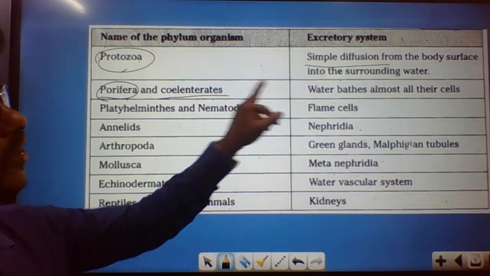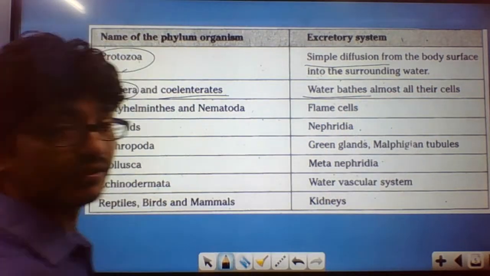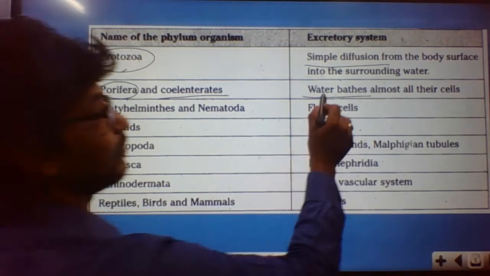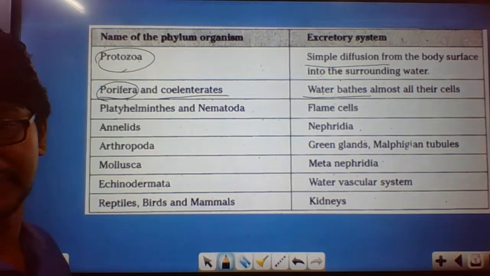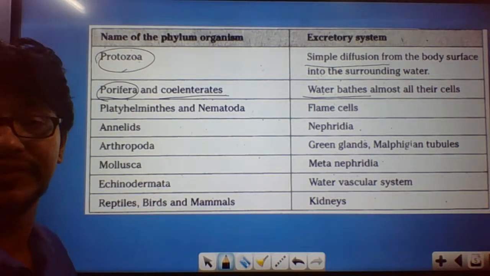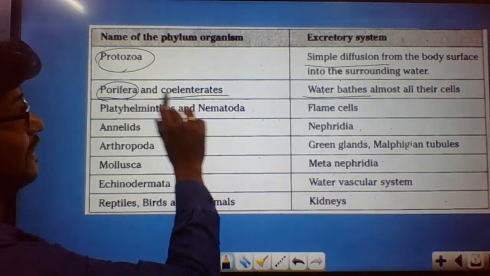So even if they give it that way, you should identify that actually the entire body is responsible for the excretion. The water bathes almost all the cells, and the entire body plays an important role in the excretory system. There is no specific organ which plays a definite role in the poriferans and the coelenterates.